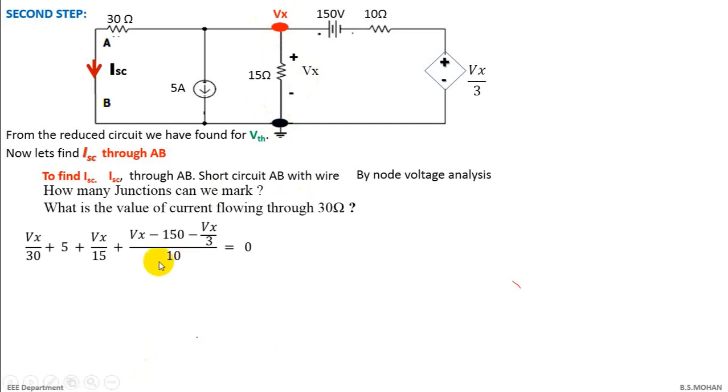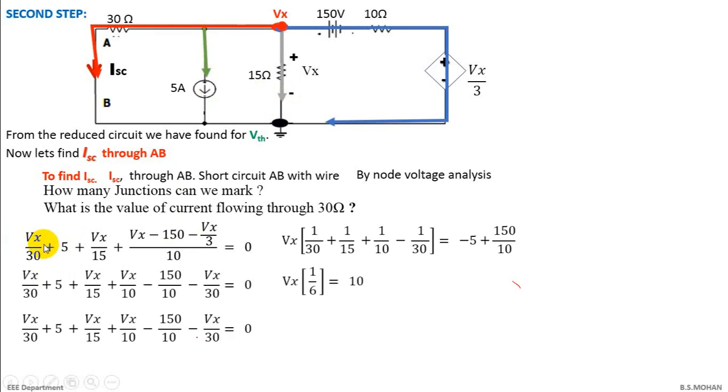Now you can see the 5 Vx by 15 and (Vx minus 150 minus Vx) by 3, whole divided by 10, is the same as the previous step. We have only one additional step. Right, this is what we have done previously, this current as well as this current. We have one more additional current, which is Vx whole divided by 30. That's all. So it is that easy if you solve using the same method as step 1.